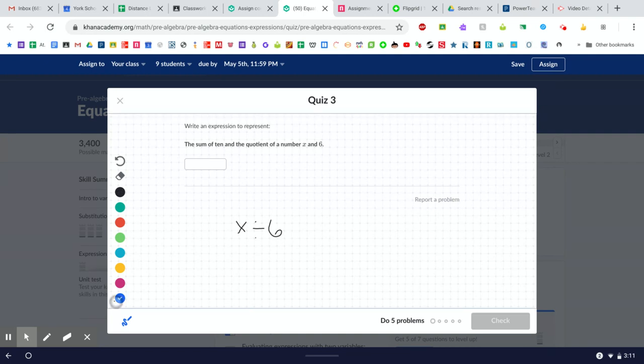I want to be clear that we're going to take this number here, whatever this equals, and then we're going to add the sum of this number and 10. Sum means add, so I'll put 10 up front. I think that's it. The sum of 10 plus x divided by 6. Well, let's give it a shot and see what happens. 10 plus... that doesn't work.